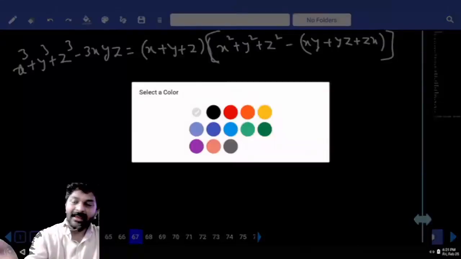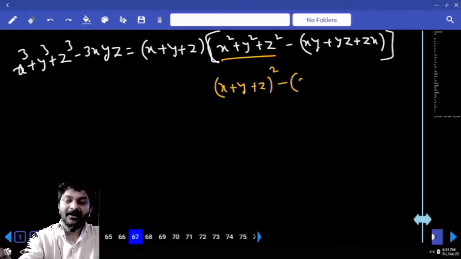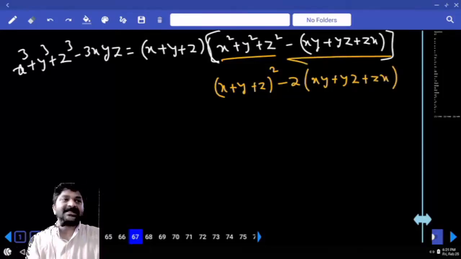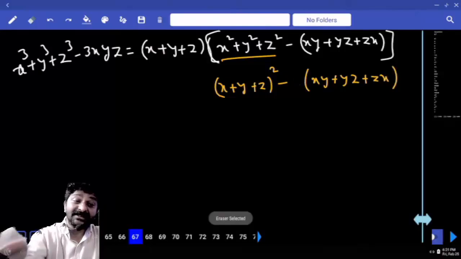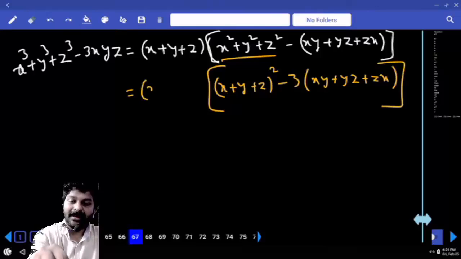Again, this we can write as (x plus y plus z) whole square minus 2 into (xy plus yz plus zx), correct? And again we have minus (xy plus yz plus zx). That means both together you can write it as minus 3 times this value, multiplied by (x plus y plus z), correct?